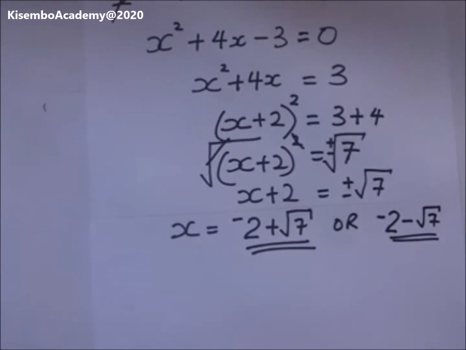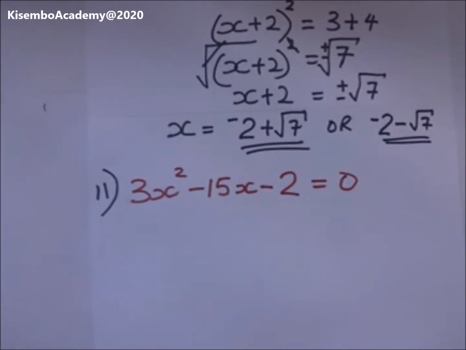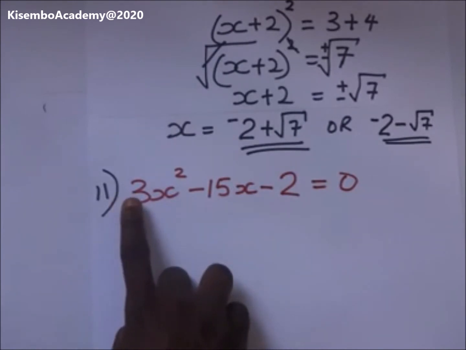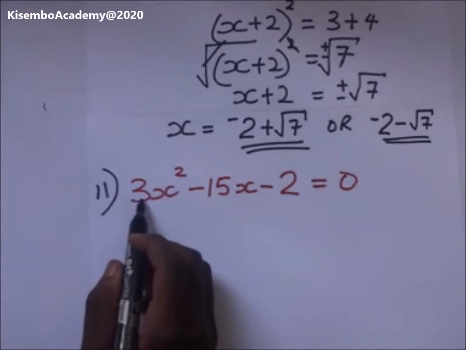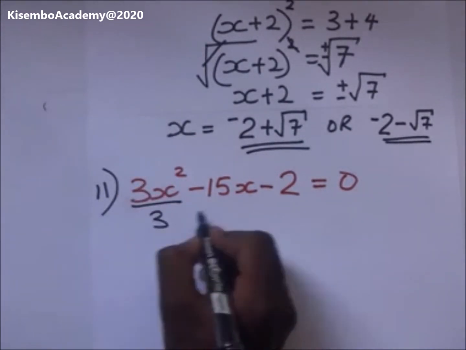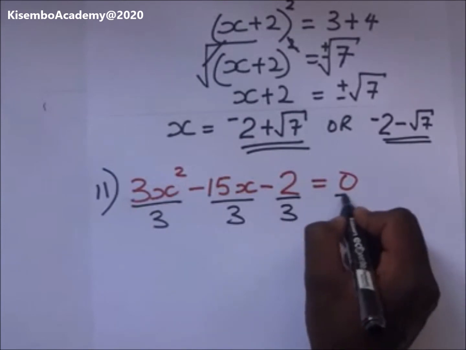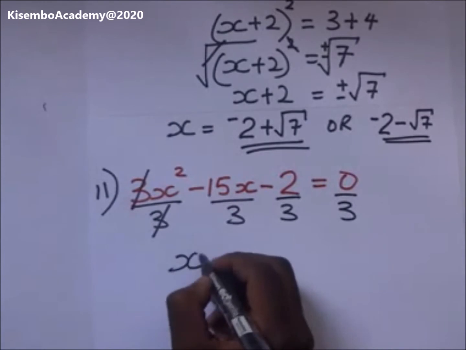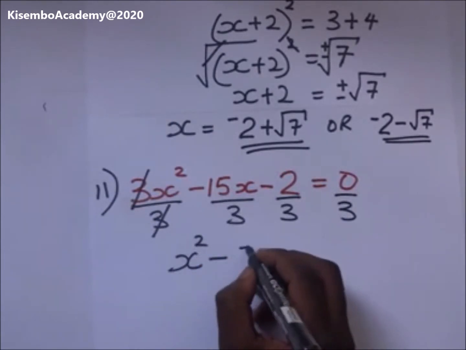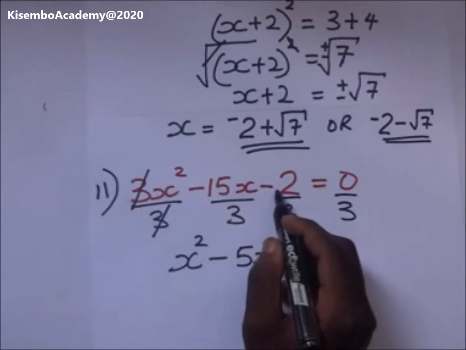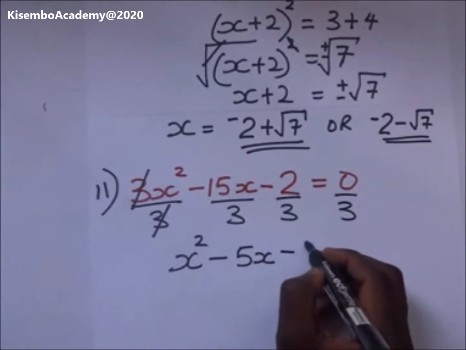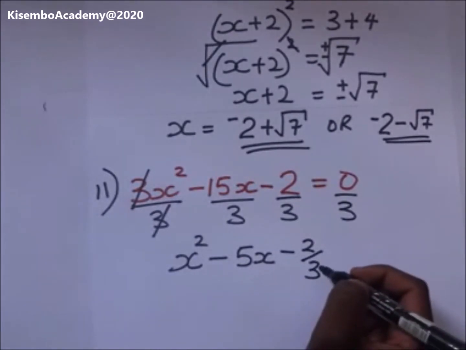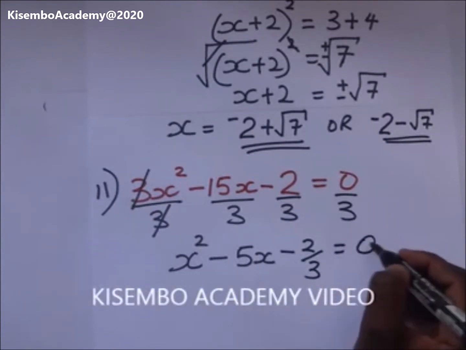We do one more example. We are going to employ the same technique. The coefficient of x squared there is not 1, it is 3. We have to first make sure that this coefficient of x squared is 1. So what do we do? We divide through by that coefficient, which is 3, throughout the entire equation, so that when we cancel this 3 and that 3, we remain with x squared here alone. So x squared minus 15 divided by 3 is 5. So it's minus 5x. Then minus 2/3 is still going to be equal to 0.